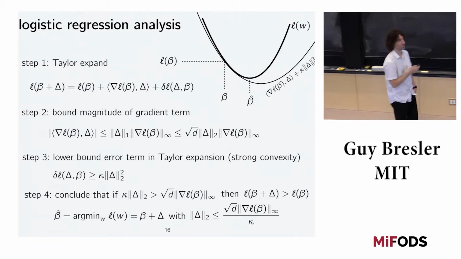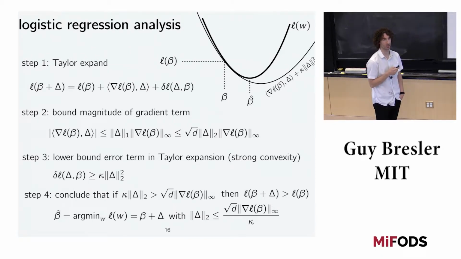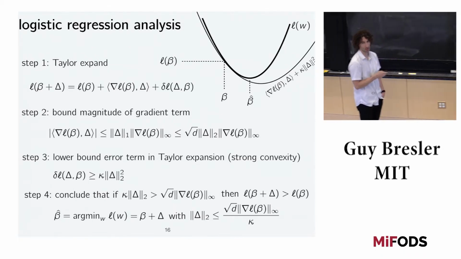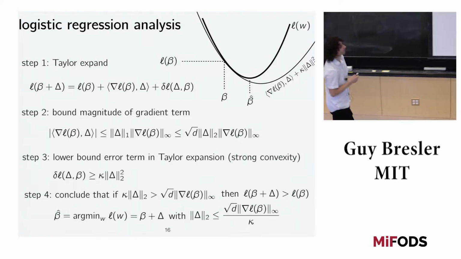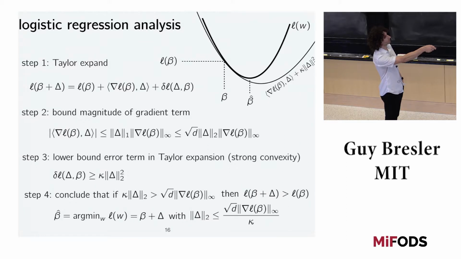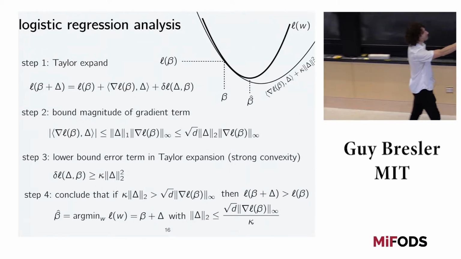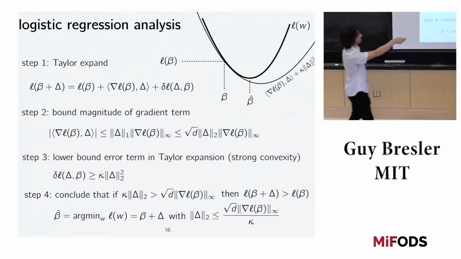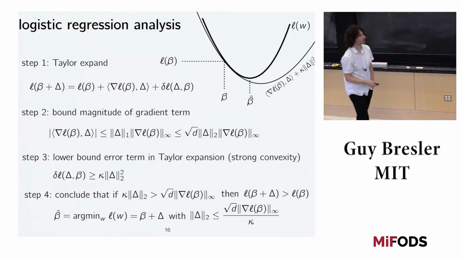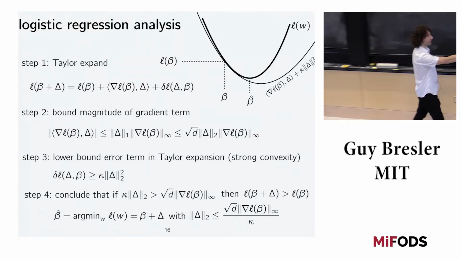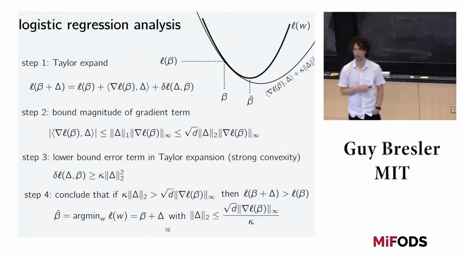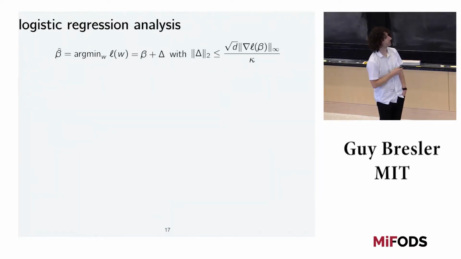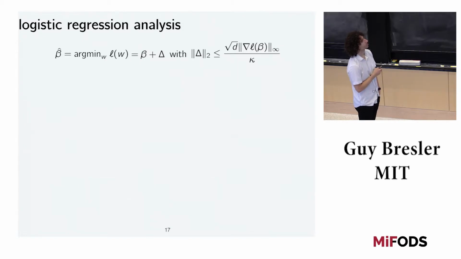You can look at their paper to see some of the gory details, but I'll describe some of these computations that are easy to do. We need to bound this infinity norm of the gradient. We need to lower bound the strong convexity parameter, and then we immediately get a bound on how far we are in the parameter, in the 2 norm. So we'll start with step 2.